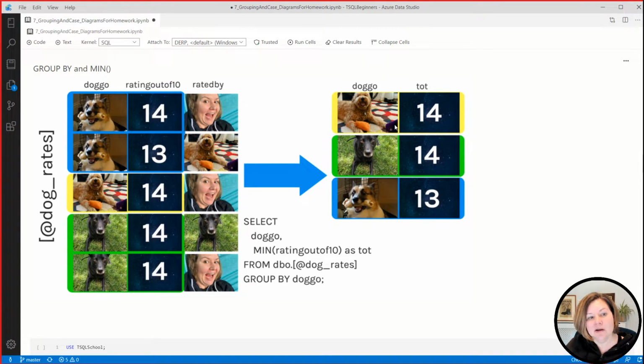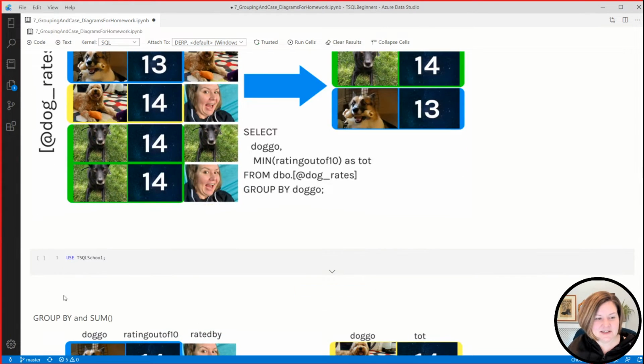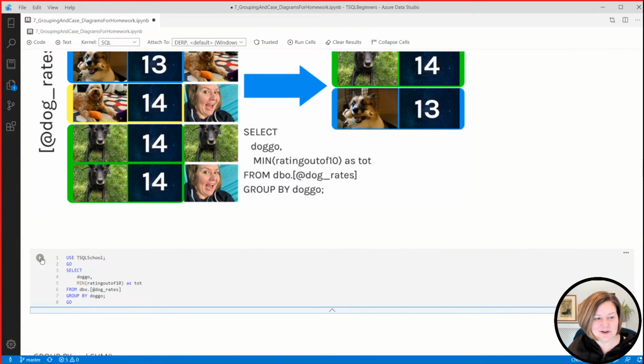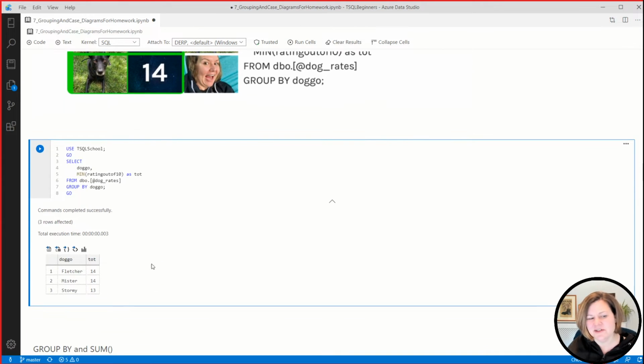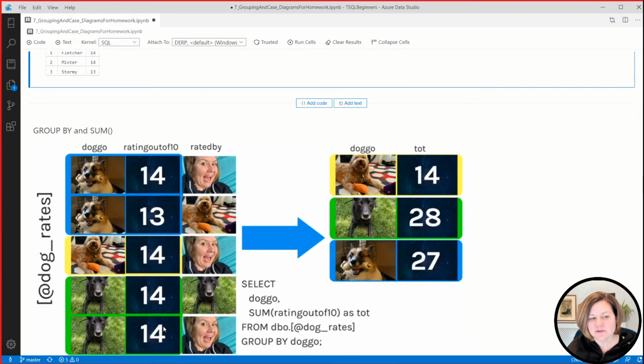And so Fletcher's minimum is 14. He only has 1. Stormy got a 13. I mean, Fletcher, he gave Stormy that lower rating, and he's got the lowest rating here. Everybody else has 14, and we've got an example of that syntax there. So see, there's all sorts of, I think aggregation is one of the most common uses with group by. It's not the only use of group by.